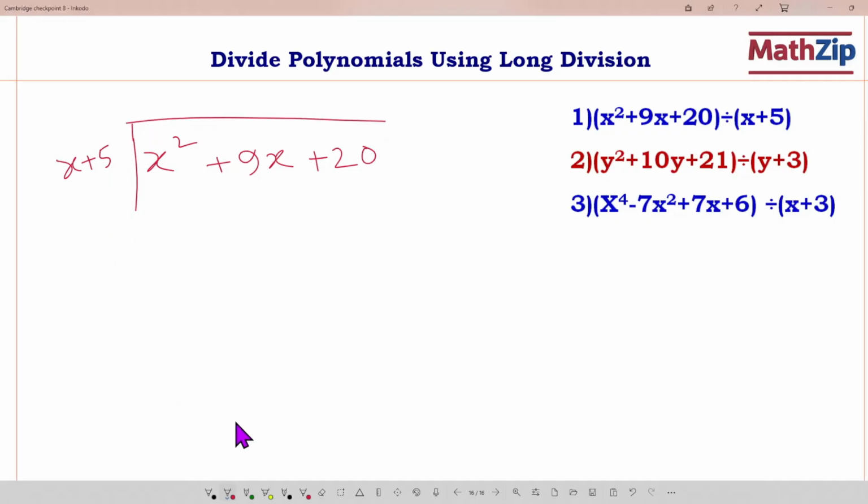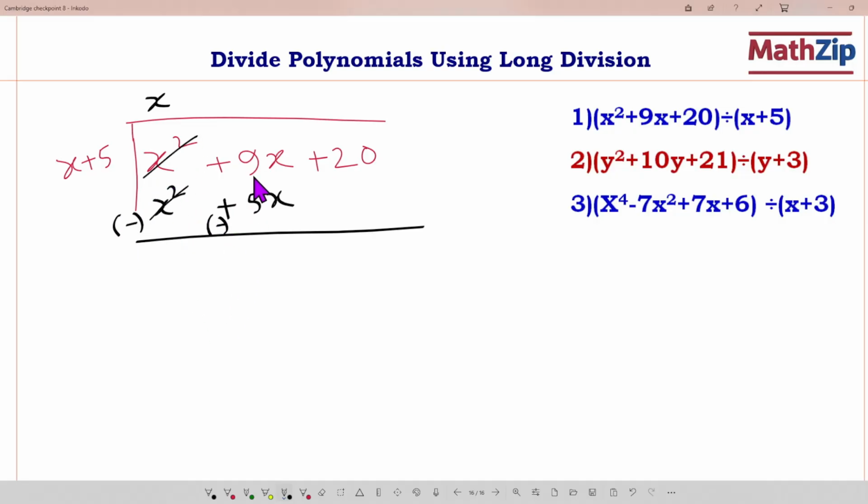So first we have to divide this x square by x. So here is x. So we can write x square plus 5x. Then subtraction, minus, and this plus becomes minus. So x square out. Here is 9x minus 5x, so 4x, plus here is 20. So 4x divided by x will be 4. So we can write plus 4.